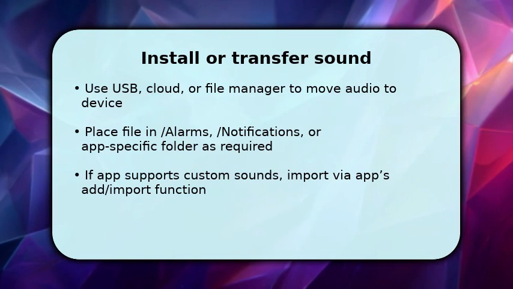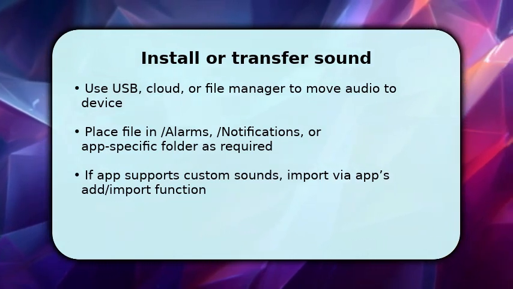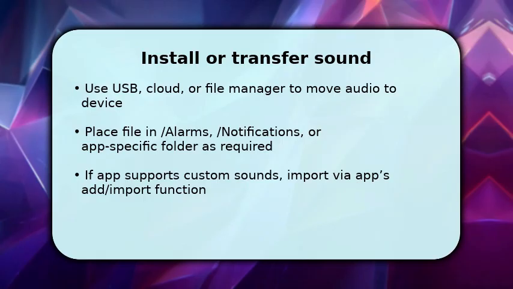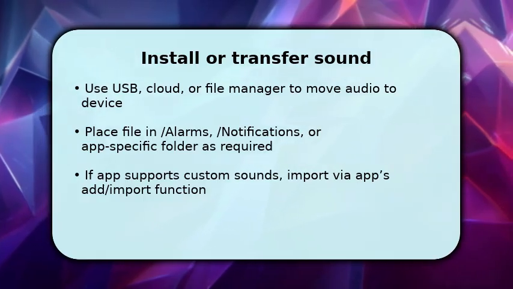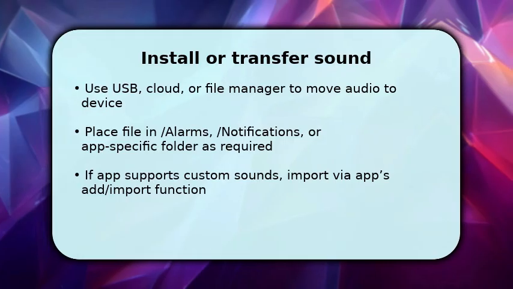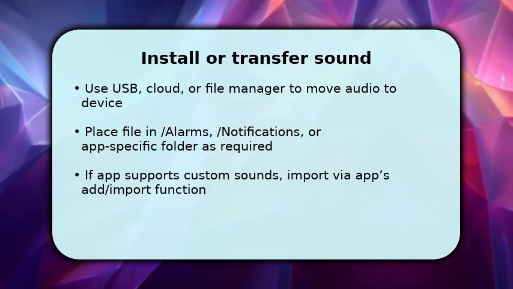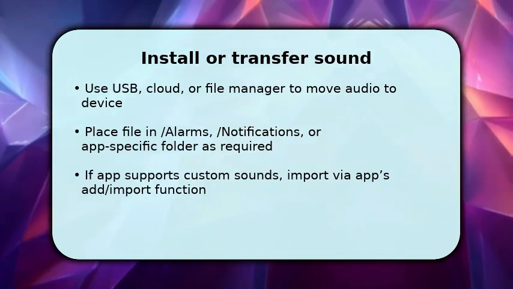Now transfer the file and integrate it with the alarm system. Connect via USB or upload to cloud and download on device, or use a file manager app to copy into the alarms or notifications directory. If your alarm app has an import function, open it and add the file there. Make sure file names have no special characters.